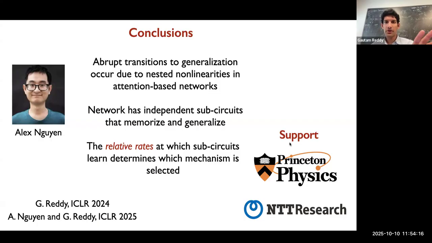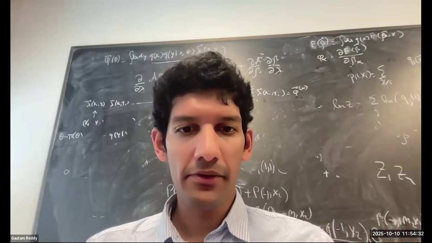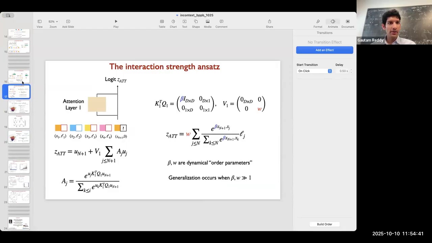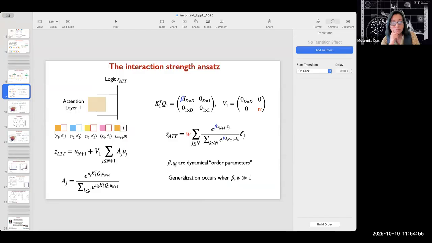I think part of the goal here is to come up with effective descriptions of learning in that language. I think we still have to figure out what the axes are. That's the attempt we made over here. Sorry, I think screen sharing has stopped. I'm going to share again. So these beta and W parameters that we introduced over here are really an attempt at defining what those relevant axes are in these effective landscapes.